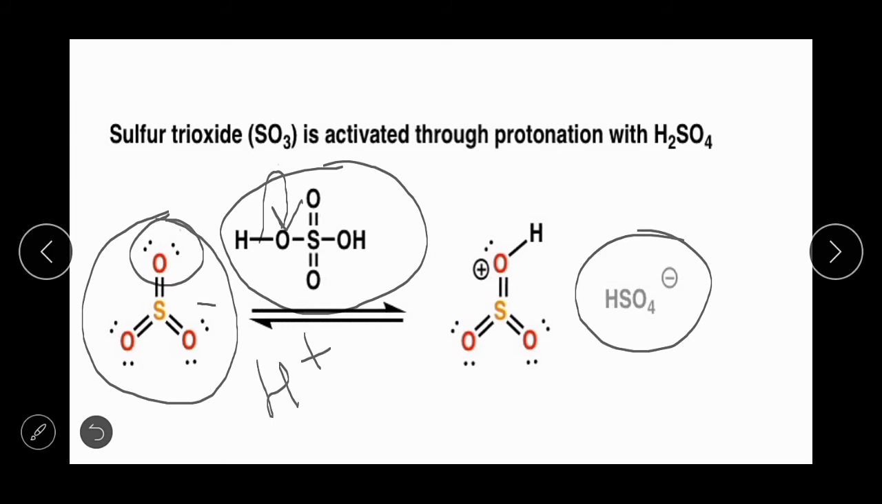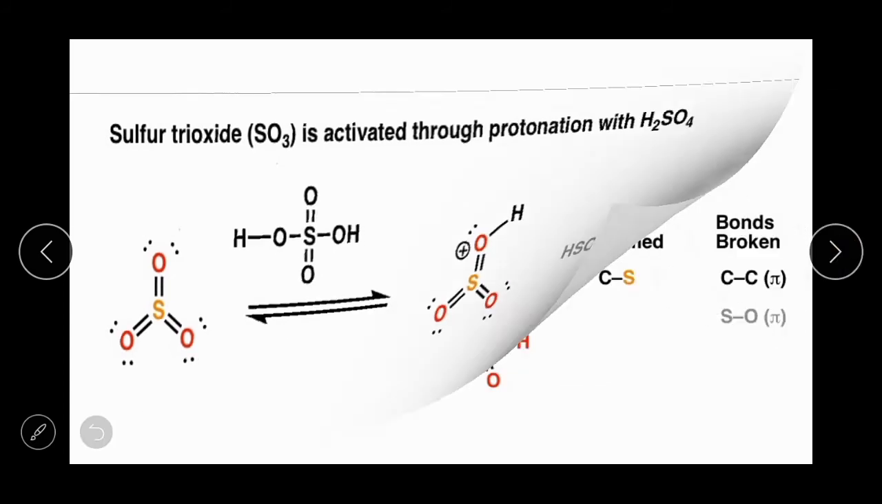Okay, now this H plus ion, one of the oxygens of sulfur trioxide will donate one of its free electron pairs to this proton, which results in a complex like this. This is known as sulfonic acid, right? This is how the electrophile gets generated in the sulphonation reaction.